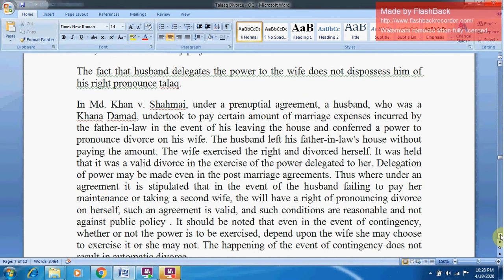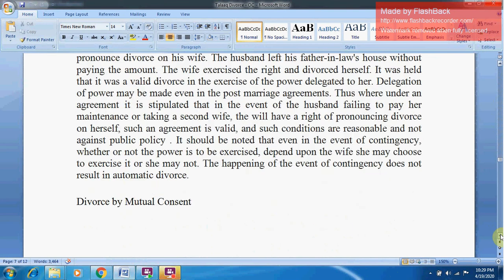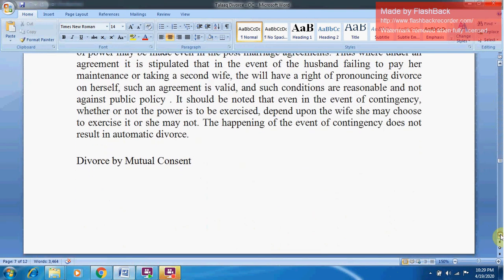Delegation of power may be made even in post-marriage agreements. Thus, where under an agreement it is stipulated that in the event of the husband failing to pay her maintenance or taking a second wife, she will have a right of pronouncing divorce on herself, such an agreement is valid, and such conditions are reasonable and not against public policy. It should be noted that even in the event of contingency, whether or not the power is to be exercised depends upon the wife. She may choose to exercise it or she may not. The happening of the contingency does not result in automatic divorce.